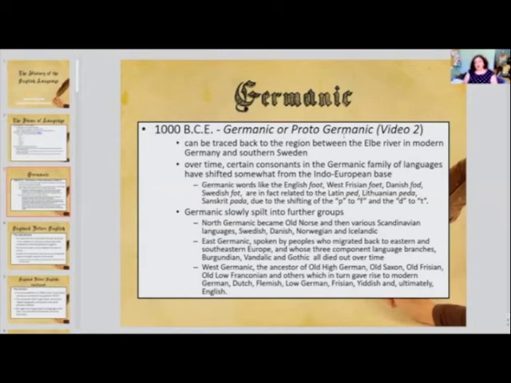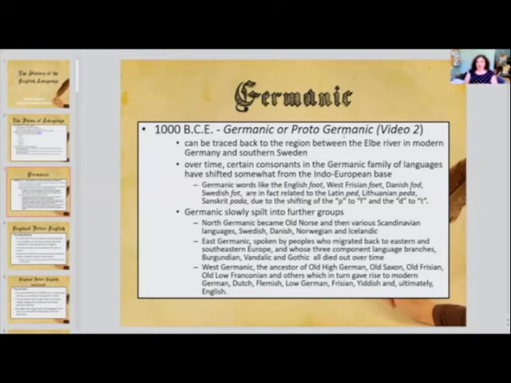So we become interested in Germanic around 1000 BCE, Germanic or Proto-Germanic. It can be traced all the way back to the region between the Elbe River in modern Germany and southern Sweden. Over time, certain consonants in Germanic family languages have shifted from the Indo-European base.